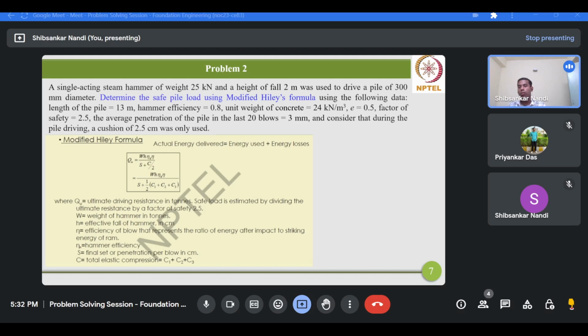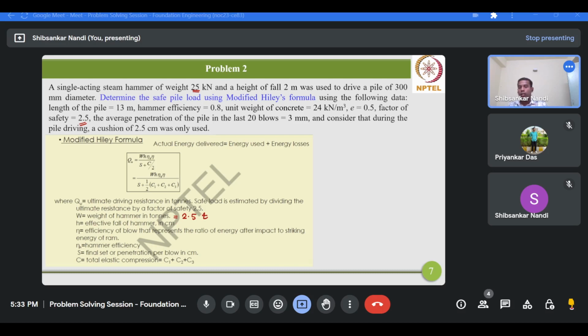So first of all, QU, this is the ultimate driving resistance in tons. Okay, so please keep in mind, this empirical equation will give you the ultimate driving resistance in tons. Therefore, to calculate the safe load, you have to divide this ultimate resistance by a factor of safety as given to this problem as 2.5. Okay. Now coming to W, this is the weight of hammer in tons. So what is the weight of hammer in tons for the given problem? The weight of hammer is given as 25 kilonewton. Therefore in ton it will be 2.5.